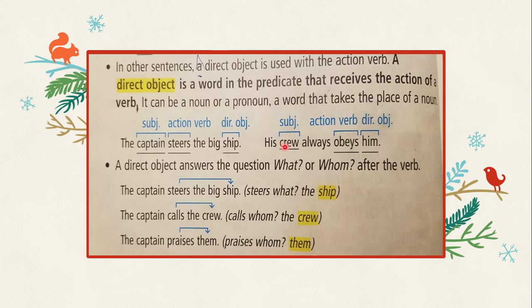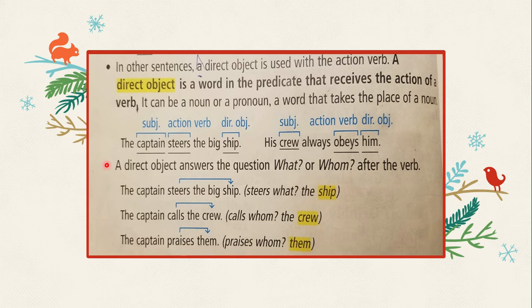Tripulación es el sujeto, el verbo es obedece. ¿Y quién recibe la acción de obedecer? A él lo obedece. Entonces, si te fijas, el direct object va enfrente, va para adelante de donde encuentres el verbo. Okay, let's continue. A direct object answers the question what or whom after the verb.